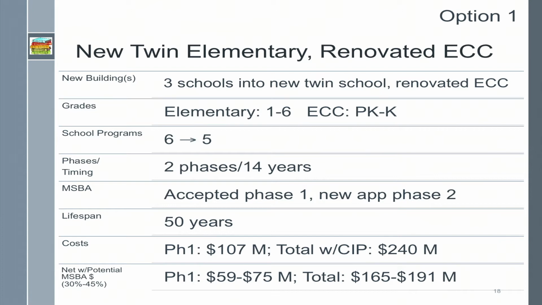We've been accepted into MSBA for Phase 1, but would have to submit a new application for Phase 2, which may or may not be accepted. The lifespan of the new and renovated buildings is 50 years, and we estimate that the Phase 1 would cost about $107 million, and the total costs with the remaining capital improvement projects would be about $240 million. With MSBA reimbursement, we expect Phase 1 to cost between $59 and $75 million for a total cost of $165 to $191 million.